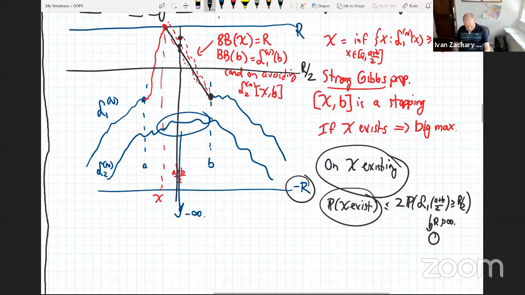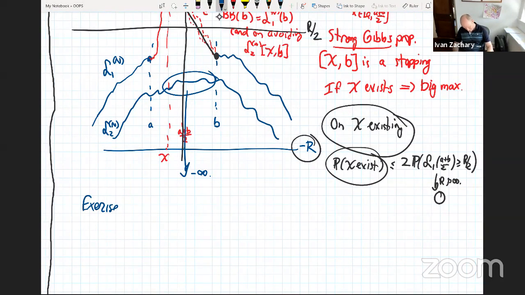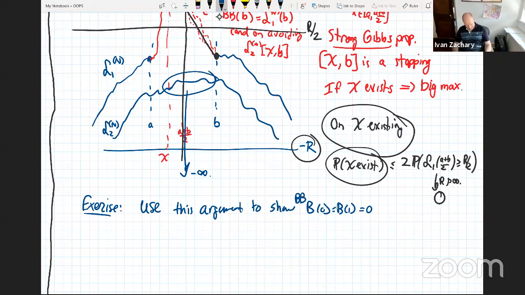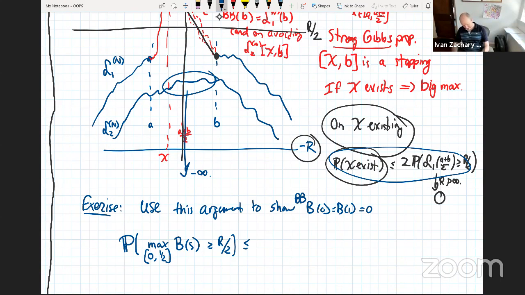Now, to reinforce this argument, I want to give you a simple exercise. And this, of course, is something that you can prove with other tools. But I want you to use this argument to show that if I have a Brownian bridge, the probability that the max on the interval 0 to a half, let's say, you can do the whole thing by symmetry, of B of S is bigger than R over 2 is less than or equal to 2 times the probability that the midpoint value is bigger than or equal to R over 2. I'm not sure exactly what I wrote here is quite right, but it's something of that sort.